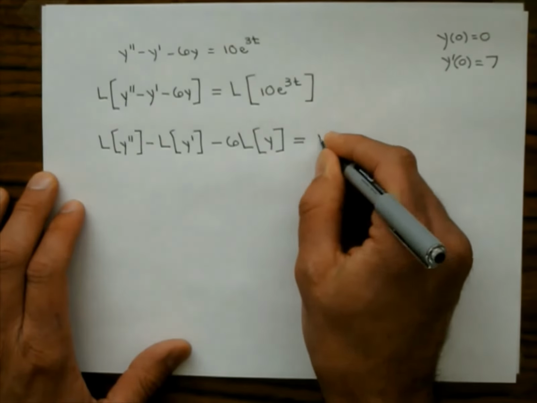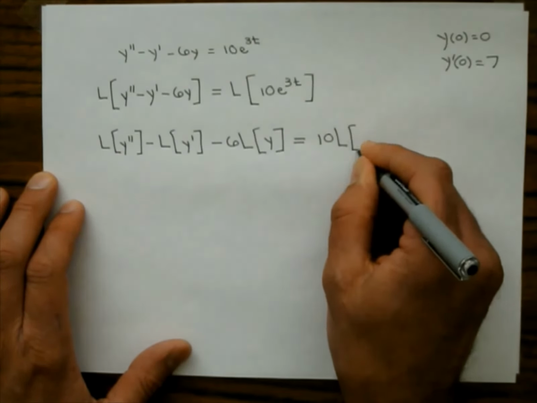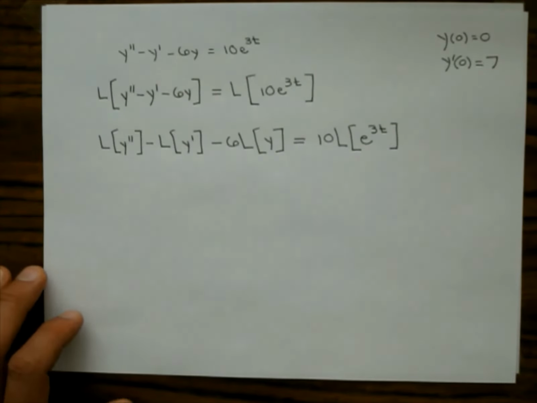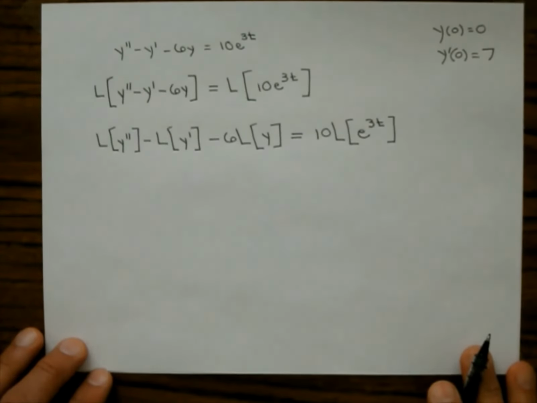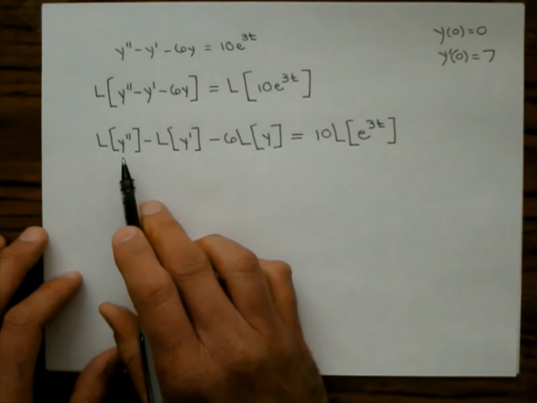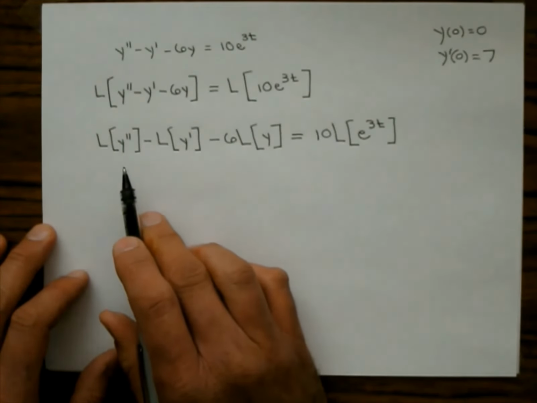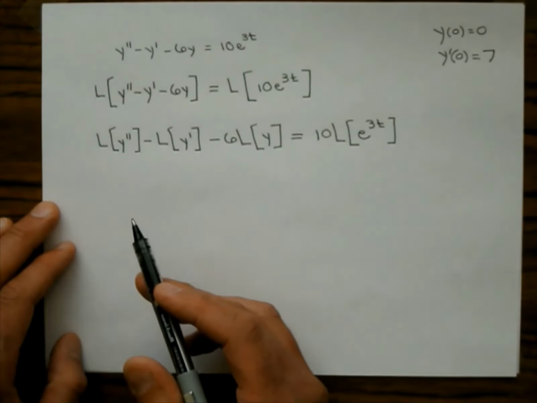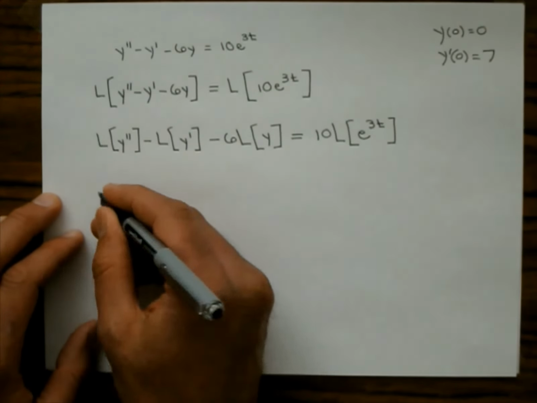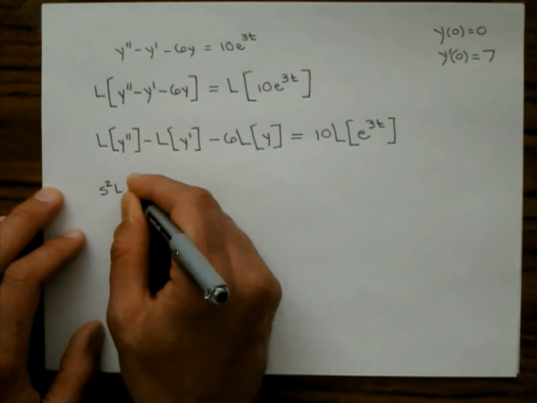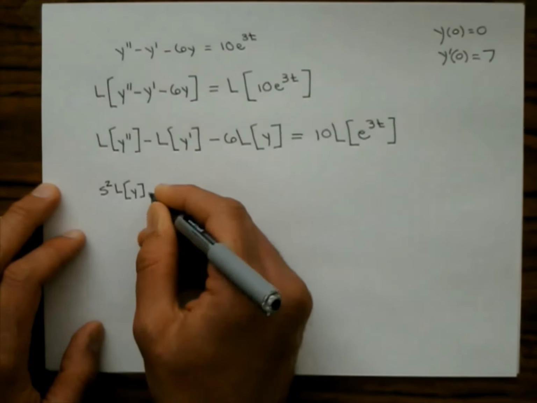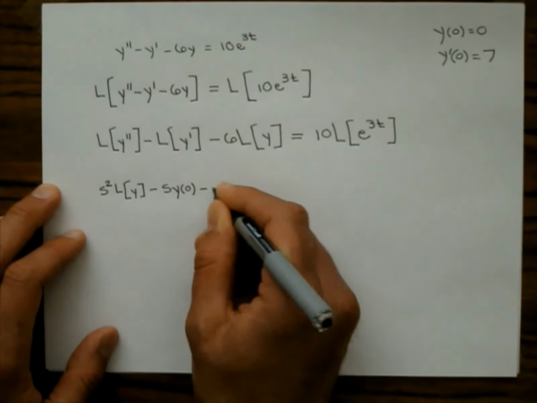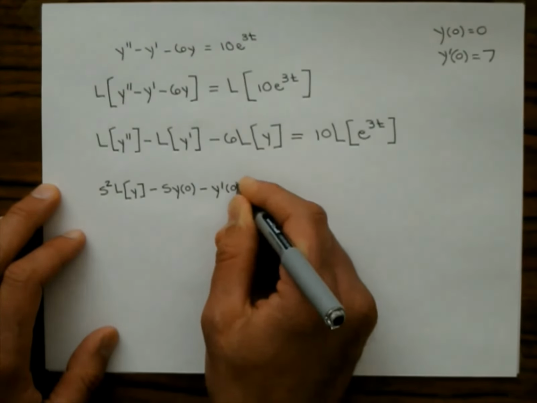On the right-hand side, I have 10 times the Laplace transform of e to the 3t. If this were a face-to-face class, I would say for the exam you would have to remember lots of Laplace transform shortcuts. Since this is a remote class, you should still try to remember them. The Laplace transform of y double prime is s squared times the Laplace transform of y, minus s y of 0, minus y prime of 0.